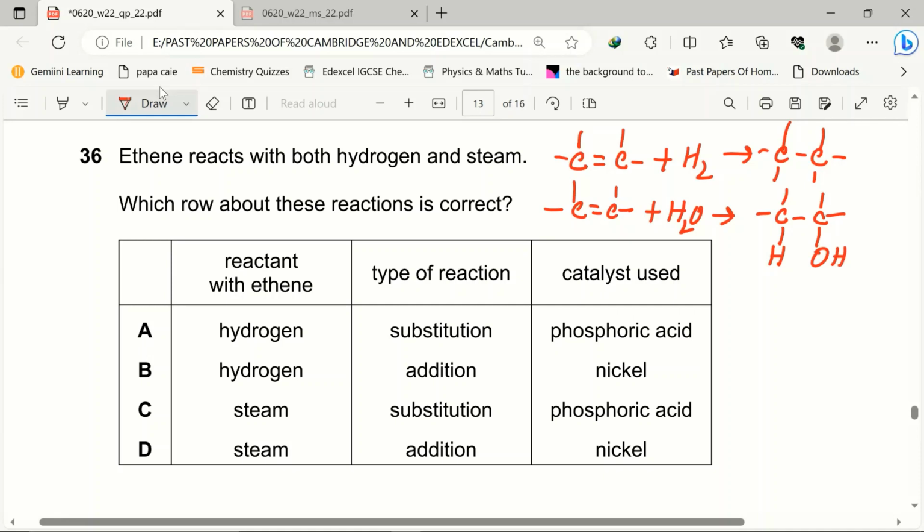So which row about these reactions is correct? Reactant with ethene. Hydrogen, type of reaction, definitely not substitution. Alkenes do not give substitution. Hydrogen, addition, correct. Catalyst, yes, nickel is the catalyst here because it is a hydrogenation reaction, which means addition of hydrogen. In that, nickel or platinum catalyst is used. This is correct. And steam, this is not substitution. Phosphoric acid is the catalyst, that is fine. Addition is fine, but nickel is not the catalyst. So B is the only correct answer.